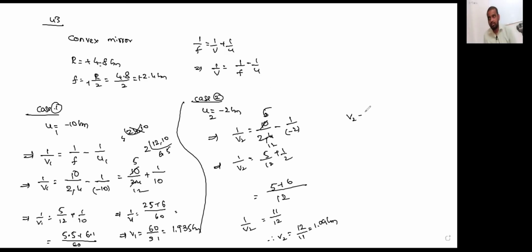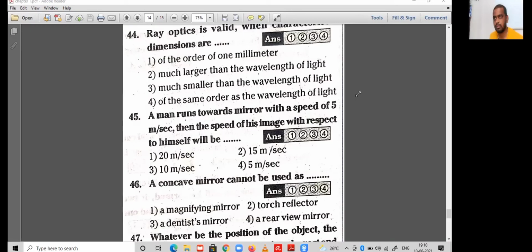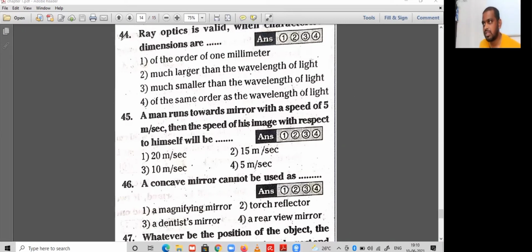So in the question he is asking how much distance the image moved. So we need to do v1 minus v2, nothing but 1.935 minus 1.09, which is around 0.8 centimeters. Find the appropriate answer in the options. 0.85 I will select. Actually, in place of 0.85, it will be 0.8. Question number 44.